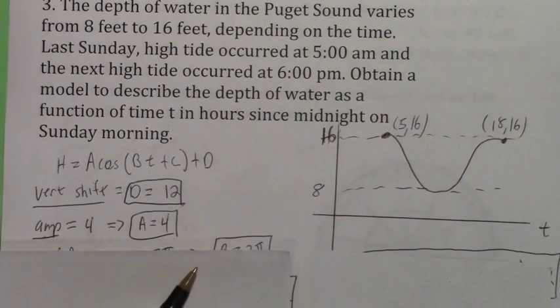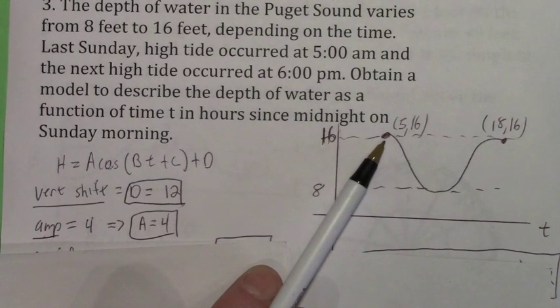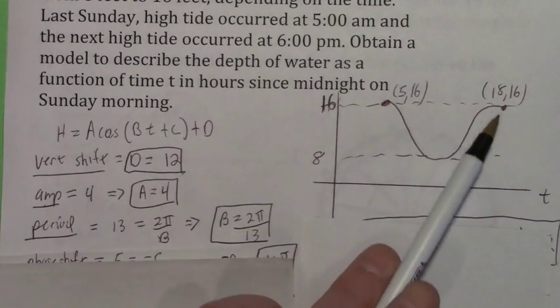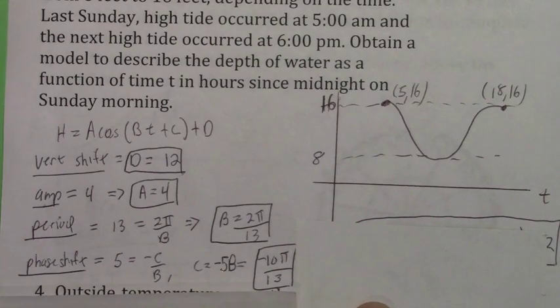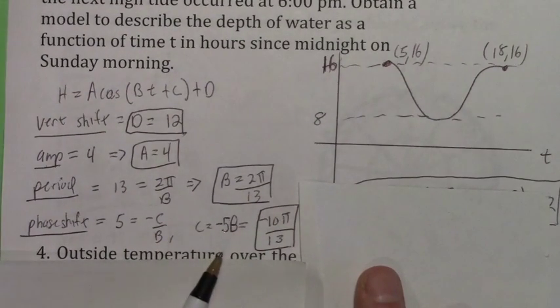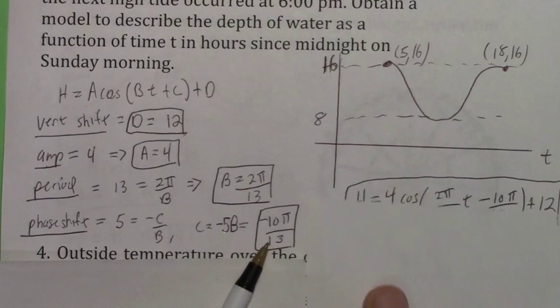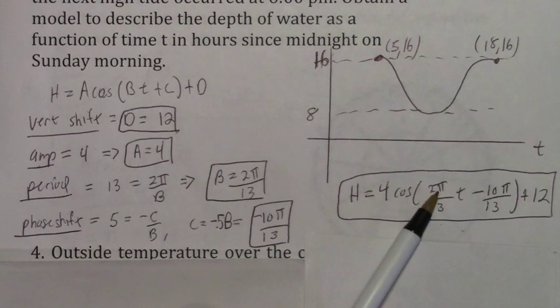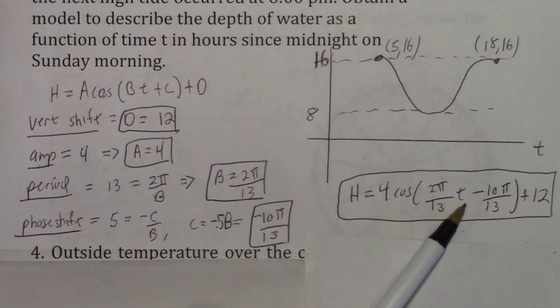Then we can get the amplitude. Notice we're starting here at the extreme point, so A is going to be positive 4. If we were to start at the minimum, A would be negative 4. Then the period is 13 hours. You can subtract 18 minus 5 and get 13. Then you can find the phase shift. The phase shift is 5, so that's negative C over B. Solving for C, C equals negative 5B. If you replace B with 2 pi over 13, you get negative 10 pi over 13. Putting it all together, you should get something like this. Of course, if you do the book's way, you would have the form with t minus 5 in parentheses instead. There are 2 ways to write that, remember?